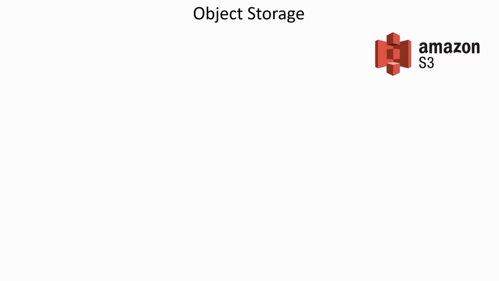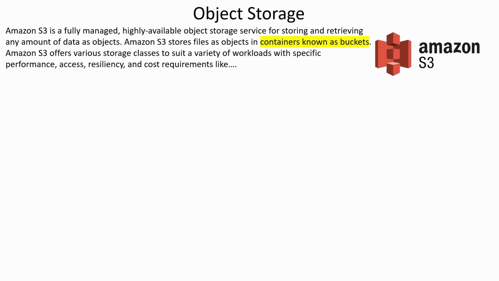Amazon S3 is a fully managed, highly available storage service for storing and retrieving any amount of data as objects. It offers 99.999999999% durability, meaning your data is protected against loss, and offers features like versioning, lifecycle management, and various storage classes to optimize cost. Amazon S3 stores files as objects in containers known as buckets, and each object can range in size from a few bytes to several terabytes.